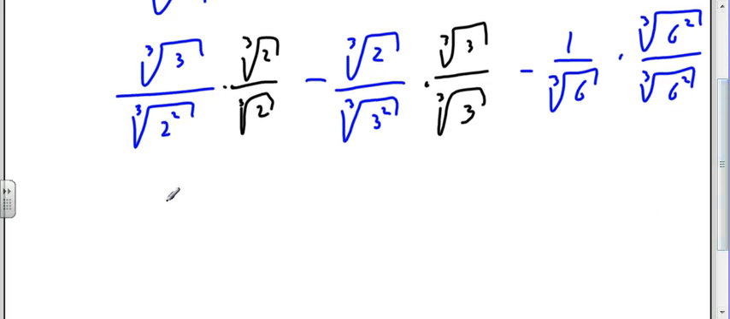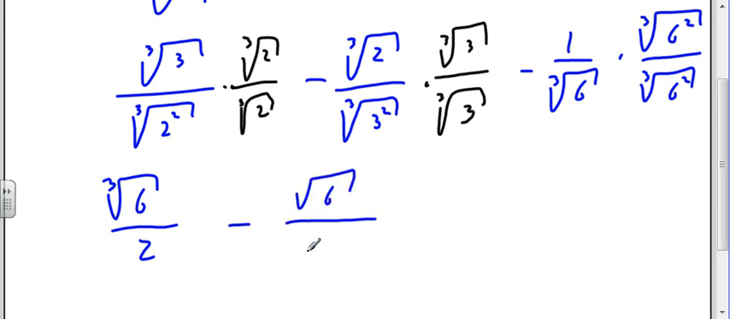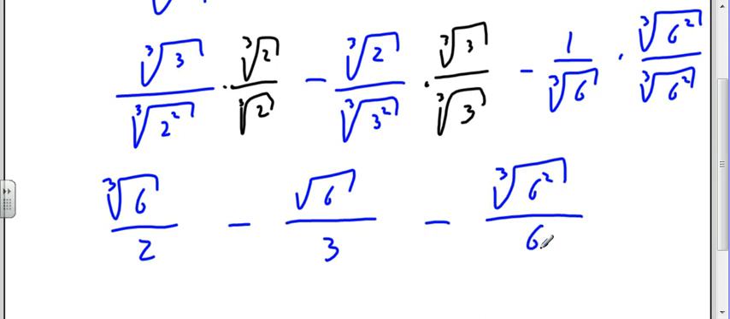So now I've got, on the bottom I've got a 2, and then the top I've got the cube root of 6. And then I've got minus cube root of 6, and on the bottom I have 3, and then over here I've got minus the cube root of 6 squared divided by 6. Did I write the problem down right? Yeah, I'm afraid I did.